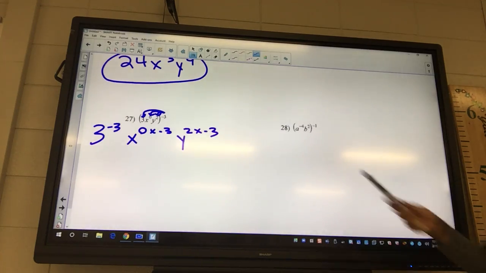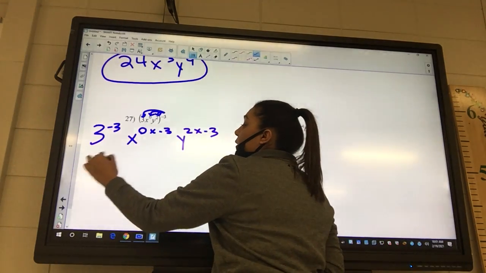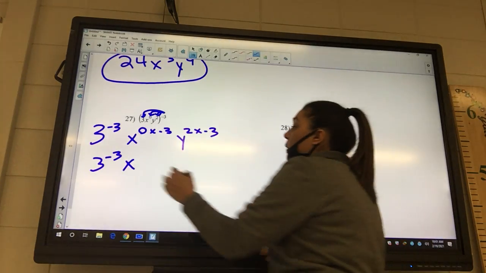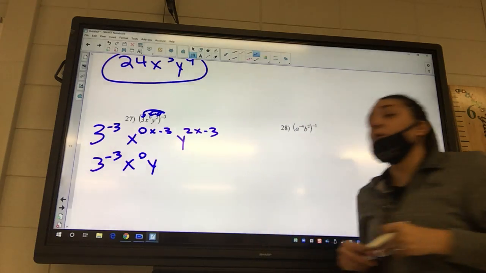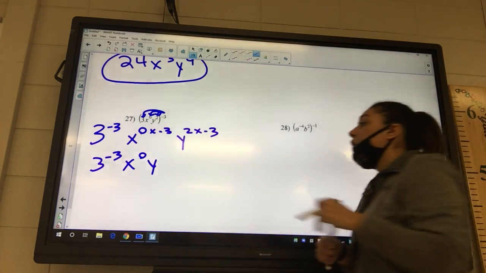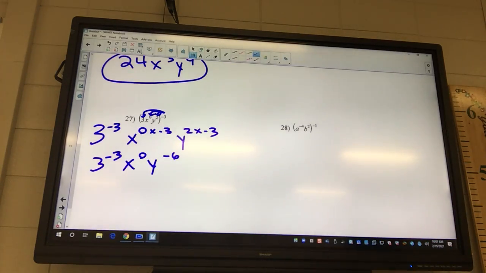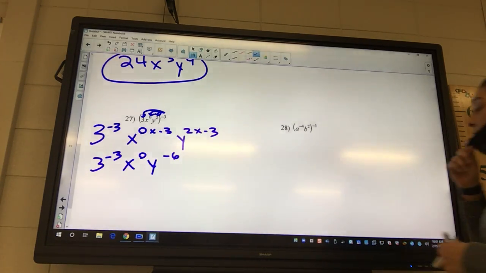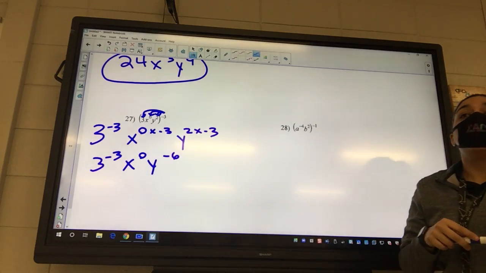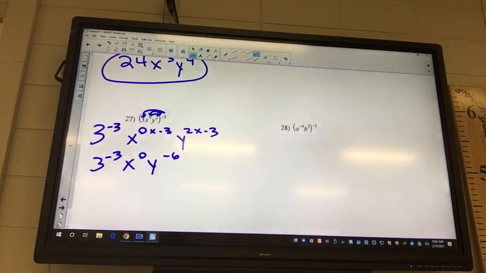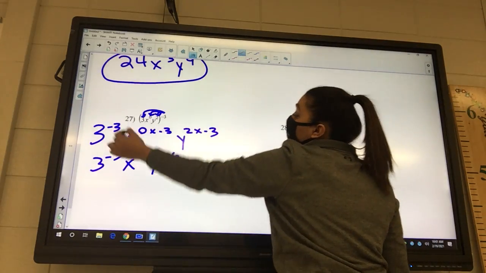Okay, and we can start out by doing all these multiplications. So we're going to have 3 to the negative 3, x to the, what is 0 times negative 3? 0. Y to the 2 times negative 3? Negative 6. Okay, so you can do these in multi-step. What happens to x to the 0? It goes to a 1, or it can cross out.